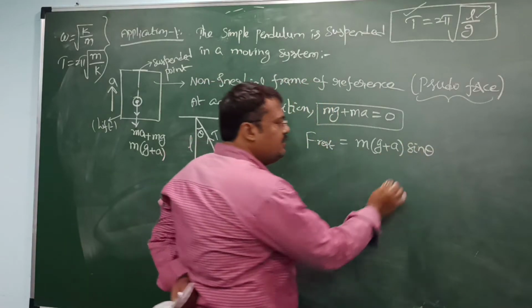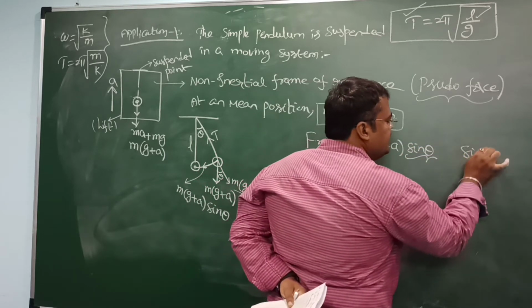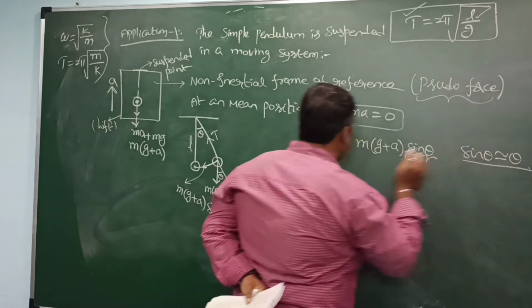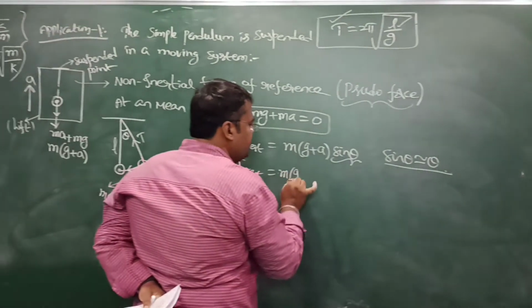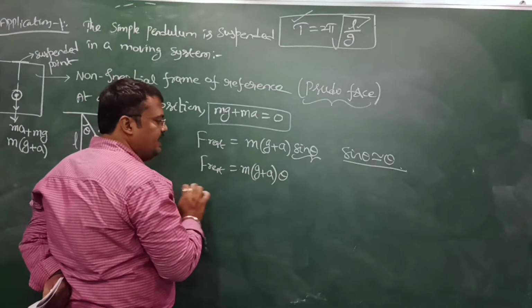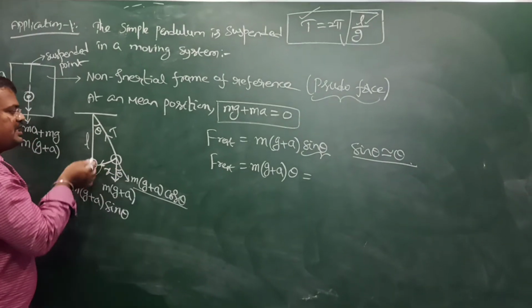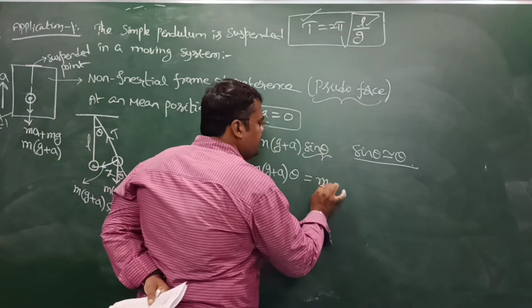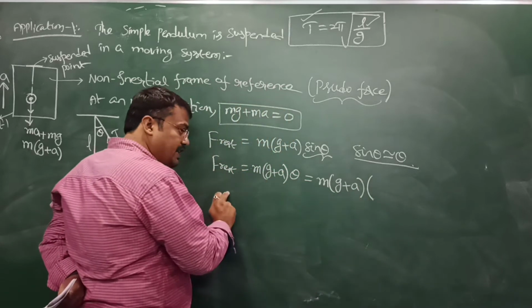Then what about sin theta here? When theta is very small, sin theta is approximately equal to theta. Mathematically it is proved. So the restoring force F is equal to m into (g plus a) sin theta, and theta is very small, so it is theta. As I already told you, theta is equal to the displacement covered divided by L, that is x divided by L. Let us substitute that: m into (g plus a) into x divided by L.